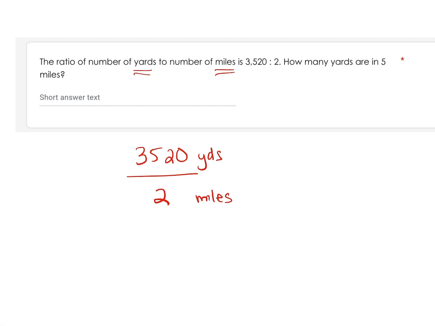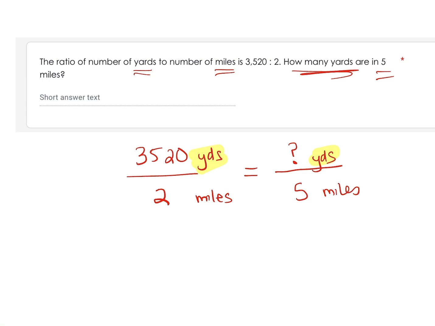The problem is asking me how many yards. So let me set up that second ratio. How many yards? I don't know how many yards, so I'm going to put a question mark there, and remember to match this up. If that's yards, then my other numerator also has to be yards. How many yards are in 5 miles? The denominator was miles, so I'm going to put a 5 down here for miles. All right, so now I'm trying to solve for that question mark.